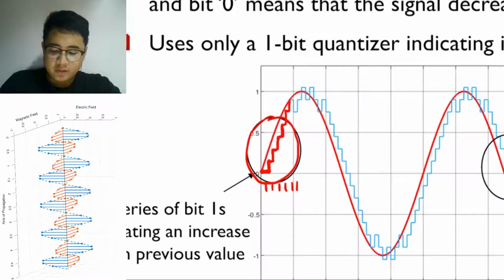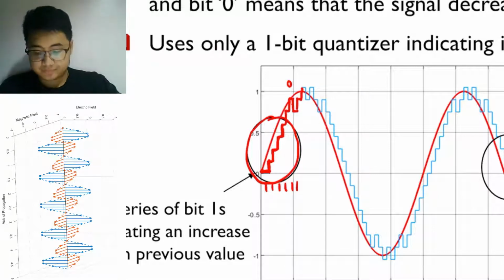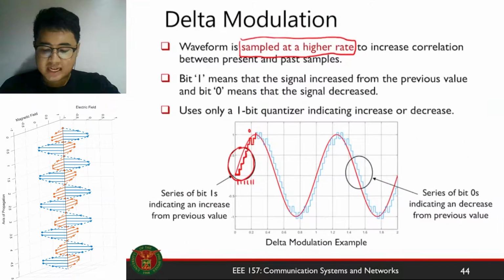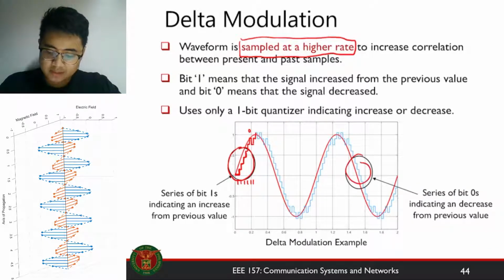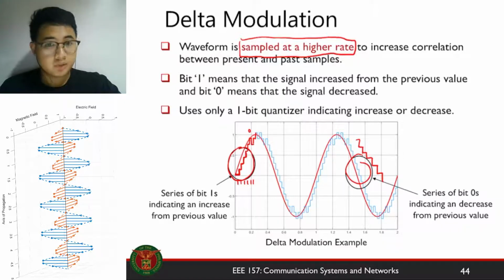And that means the signal increases from its current value to its final value. At this point, it encounters a 0. So that decreases the signal from here to here. And then 2 ones here. So you increase the signal and so on and so forth. So that's how delta modulation works. A series of zeros means your signal will be decreasing, and so on and so forth.